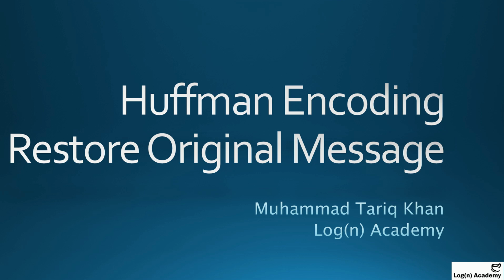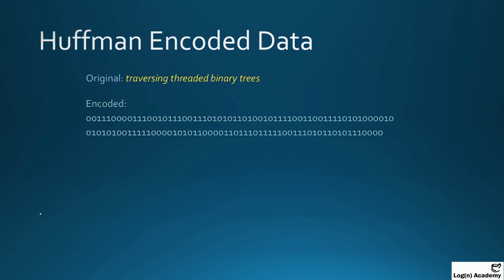What will happen actually is the sender will send the encoding to the receiver. At the receiver end, the data will be restored back into the original message. So let's see how we can restore the original message. Here we have the original text, which was "traversing threaded binary trees", and we have this encoded message, which is the compressed message, a combination of zeros and ones. Now, how can we use this data to get the original data?